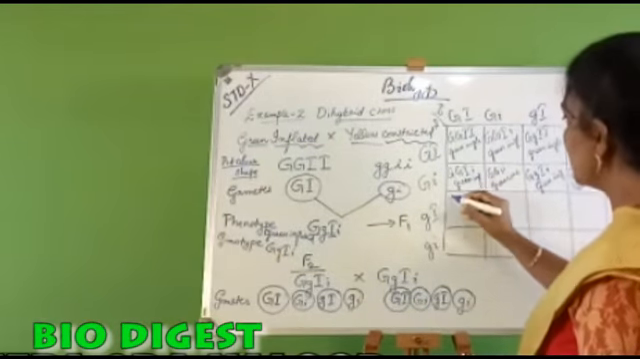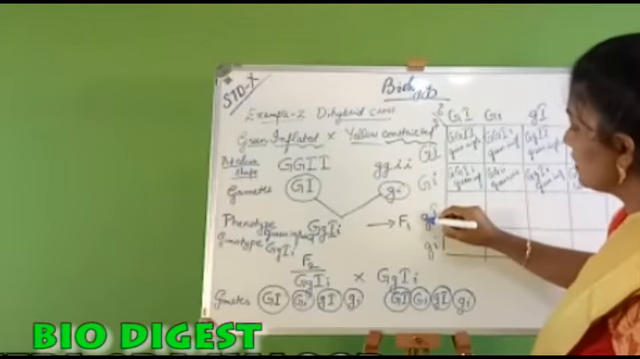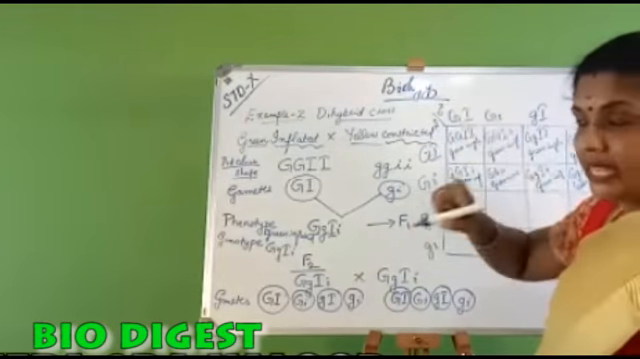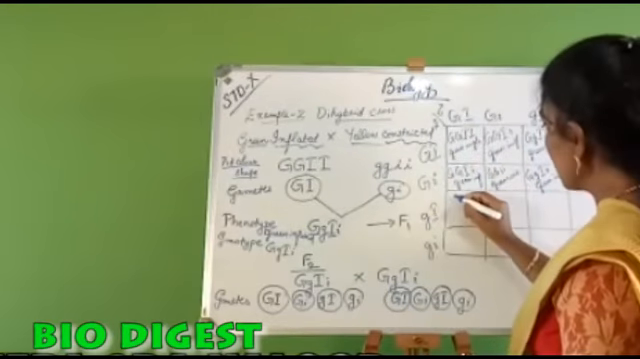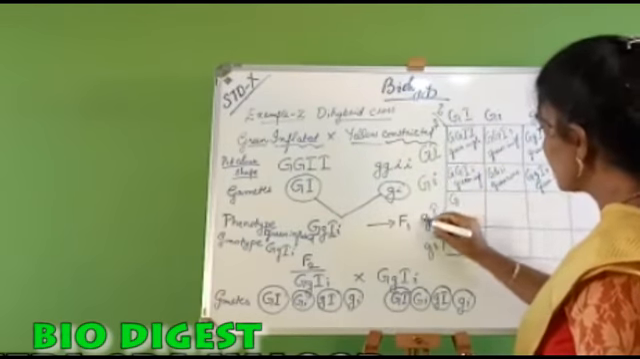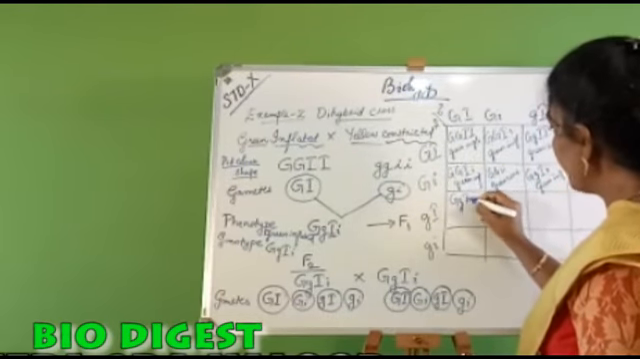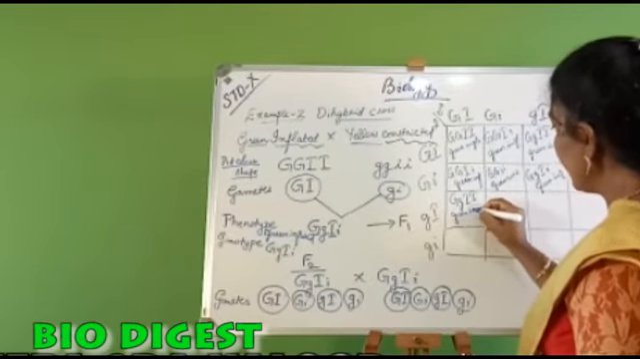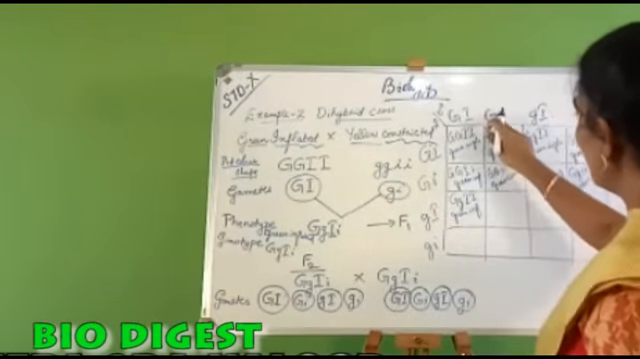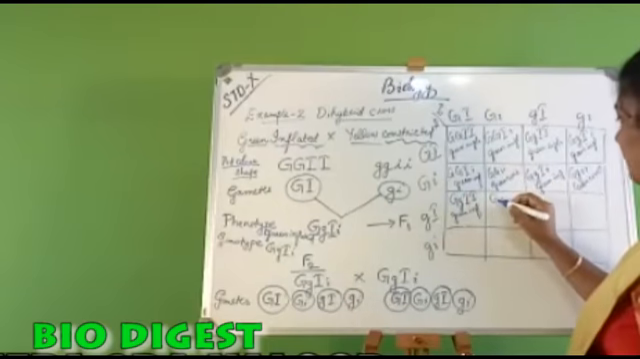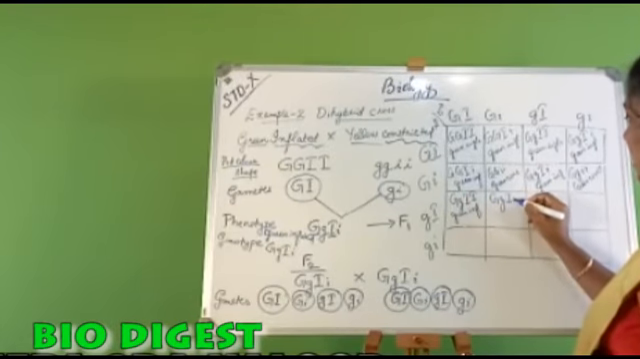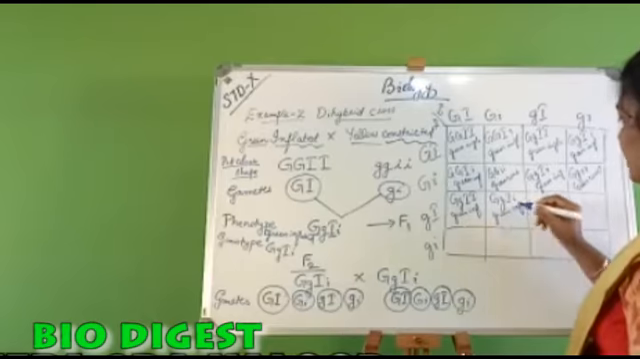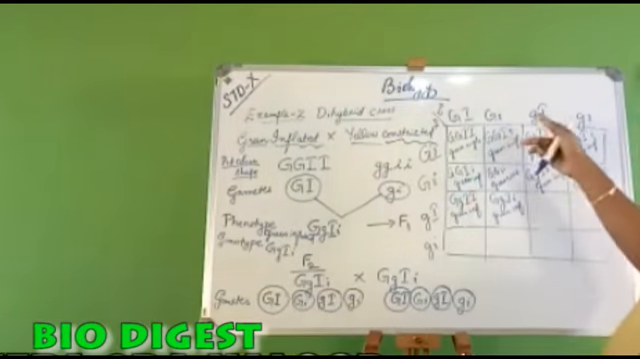Okay, this into this. Even if this is the small letter, here a capital letter is there, so first you write the capital letter. So capital G of this, small g, then capital I. So again green, inflated. Now this into this. So capital G, capital I, small i. Again green, inflated. Now this into this.